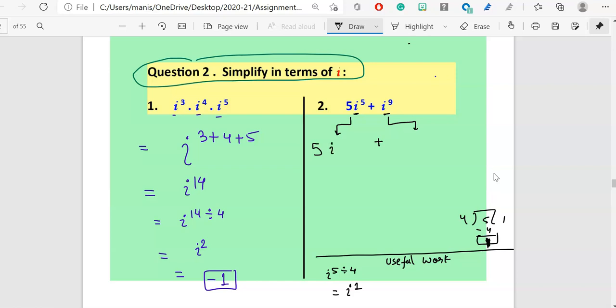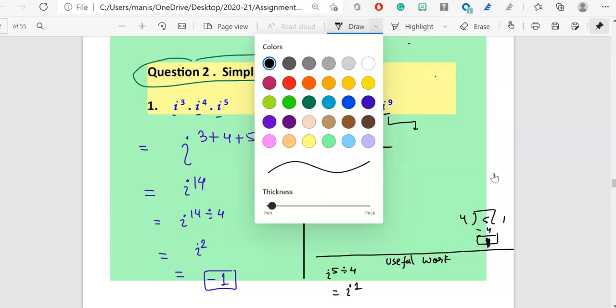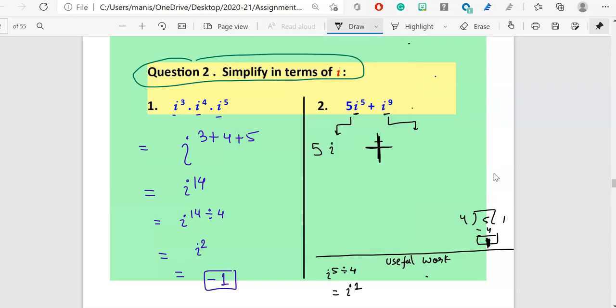i to the power 1 means i itself. This is a plus sign. Let's go plus sign, i to the power 9. Let me change the color. i to the power 9 means what? I will divide 9 by 4. Okay, so let's do this. This is my 9 over here. 4 times 2 is 8. When I subtract, what is my answer? 1.